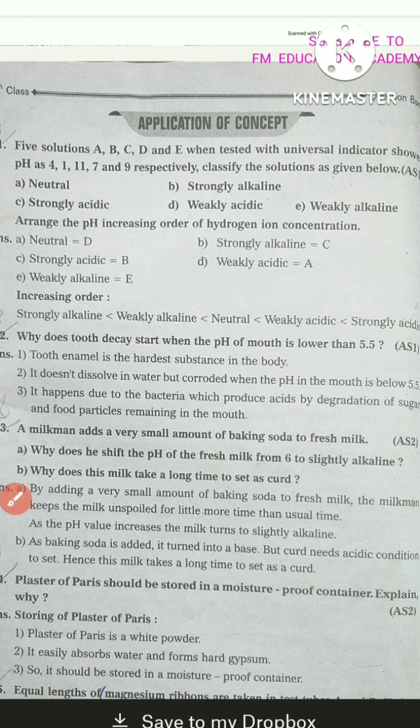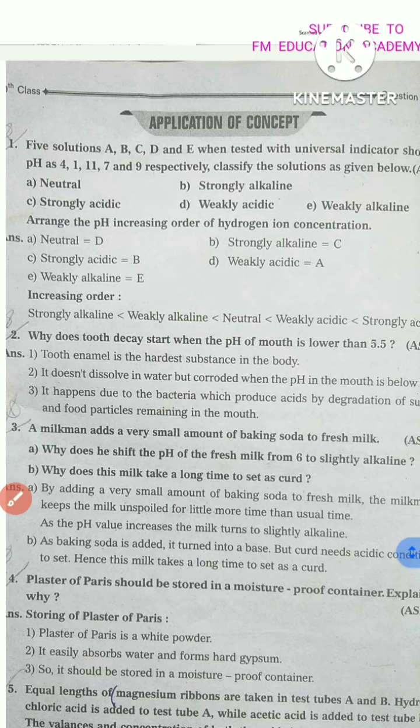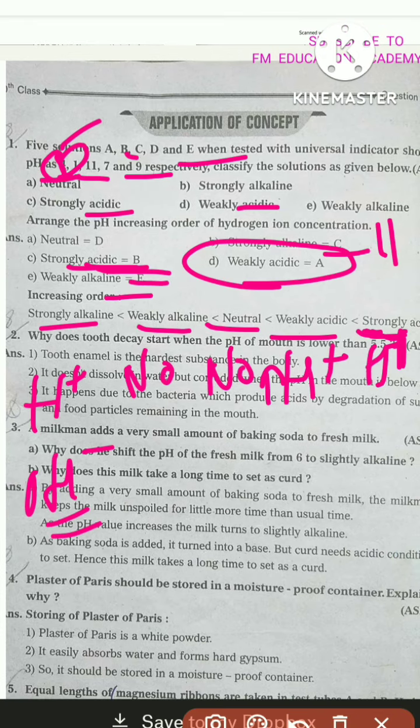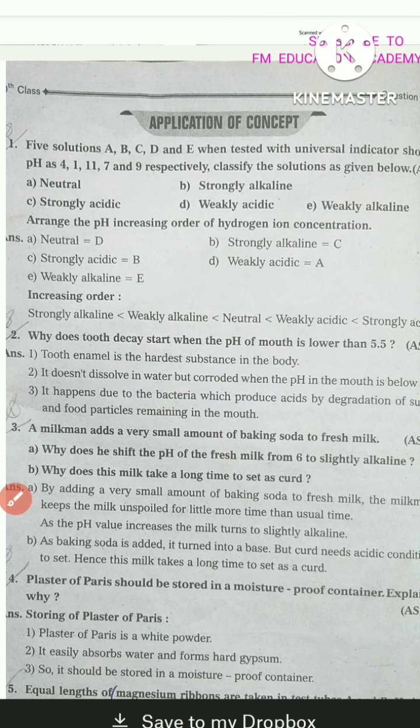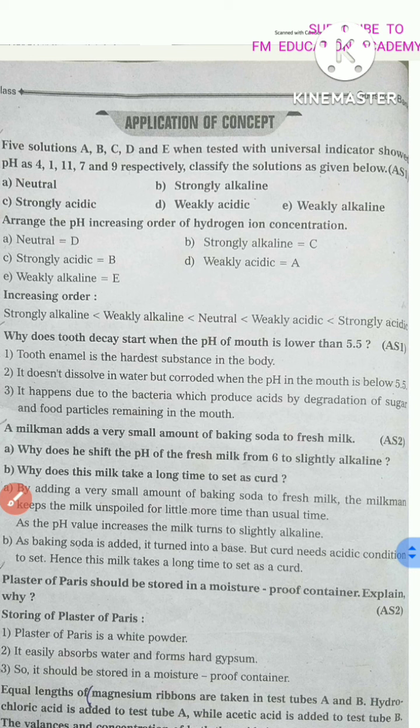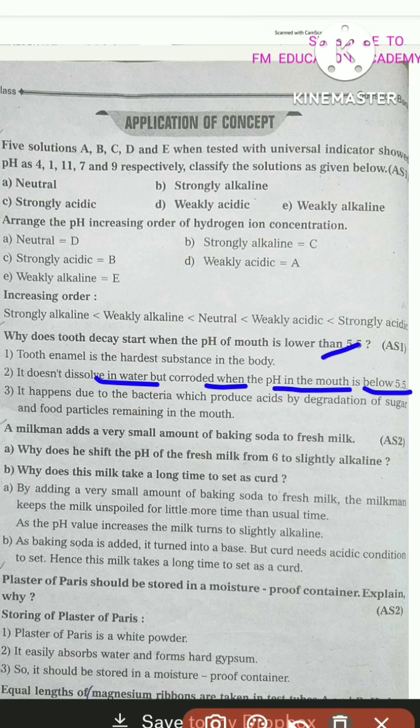Okay. Then why does tooth decay start when the pH of the mouth is lower than 5.5? So the answer for this question is: tooth enamel is the hardest substance in the body, and it doesn't dissolve in water but gets corroded when the pH in the mouth is below 5.5. It happens due to bacteria which produce acids by degradation of sugar and food particles remaining in the mouth.